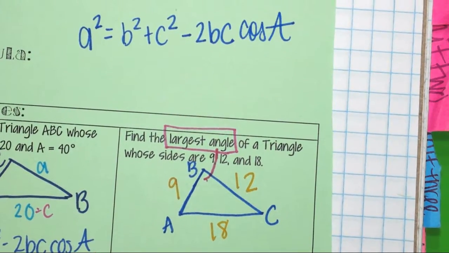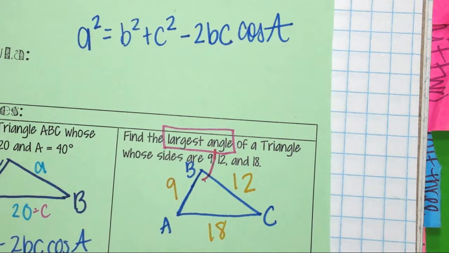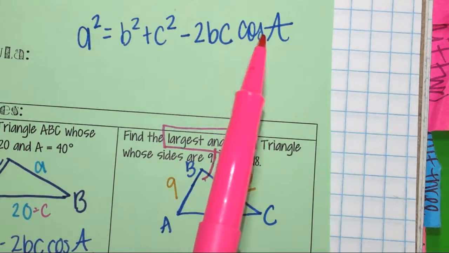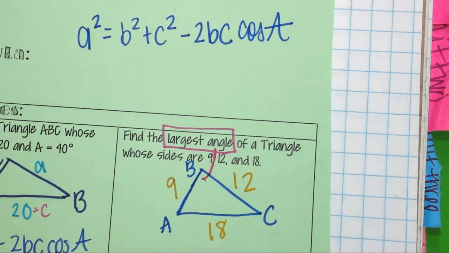Now, does our formula give us the cosine of B or the cosine of A? Does that matter? Yes, it does. What could we do? You already have A squared, B squared, and C squared. Just try to find cosines. If we plug it in this way, we're looking for the cosine of A. If I change this to cosine B, what would we have to do?